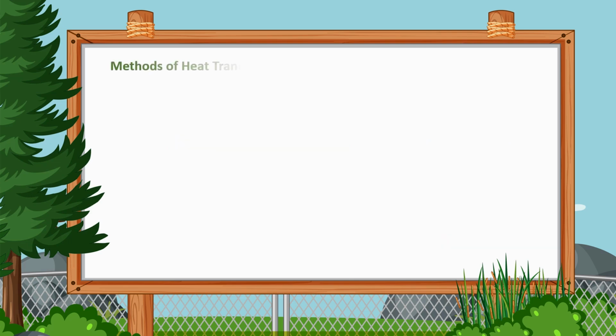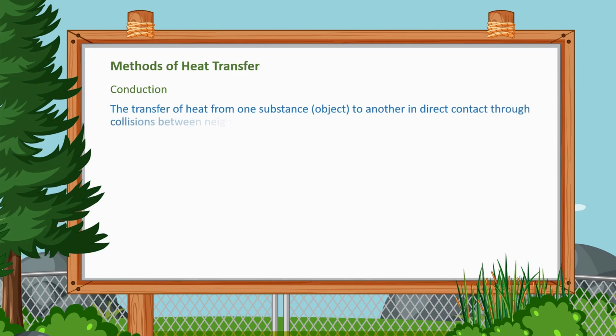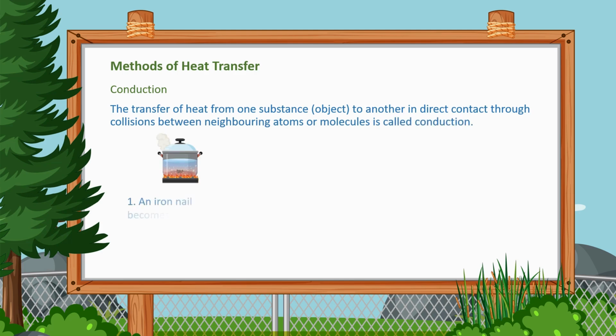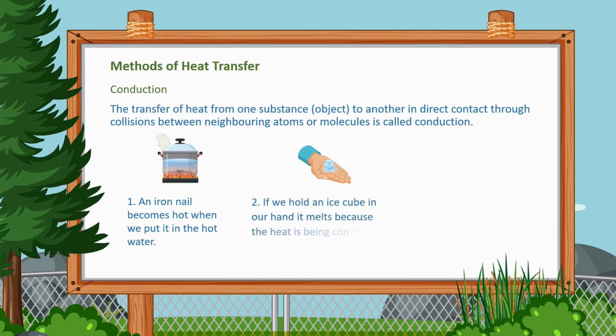Methods of heat transfer. Conduction. The transfer of heat from one substance or object to another in direct contact through collisions between neighboring atoms or molecules is called conduction. 1. An iron nail becomes hot when we put it in the hot water. 2. If we hold an ice cube in our hand, it melts because the heat is being conducted from your hand to the ice cube.